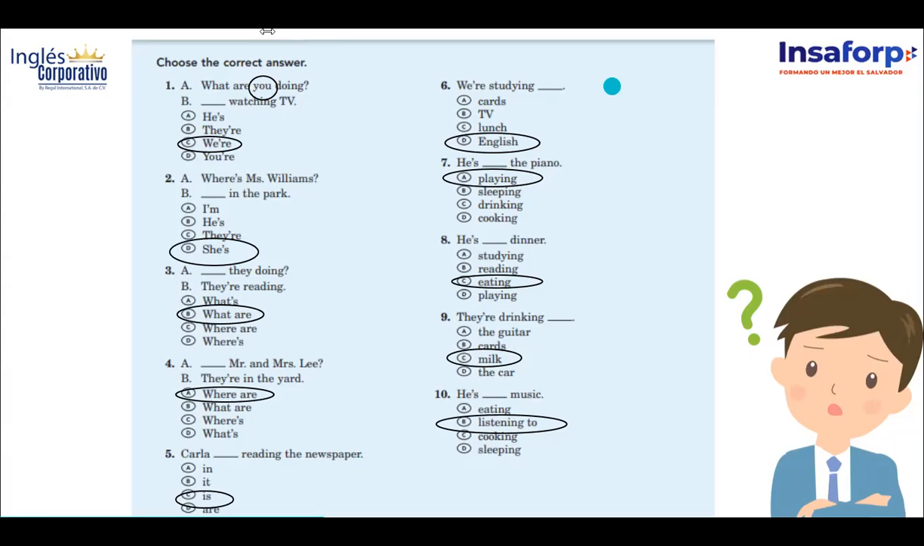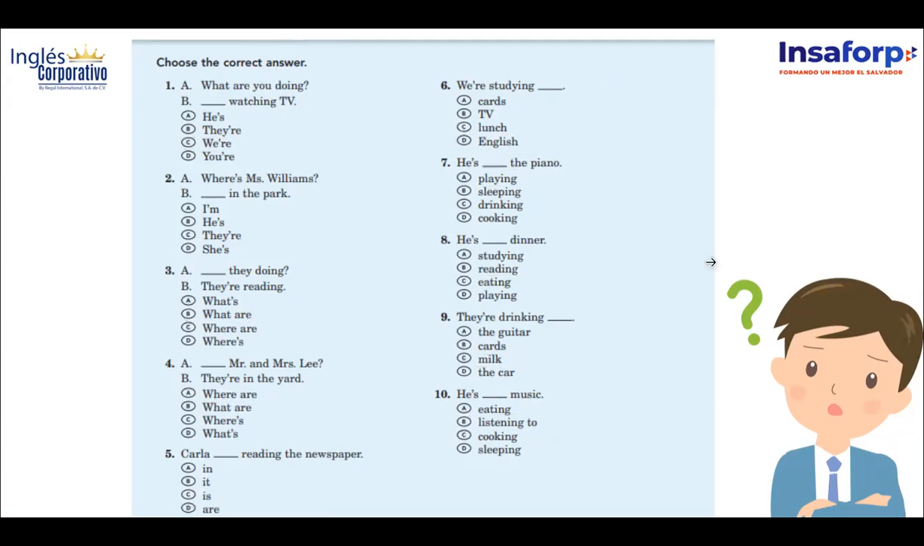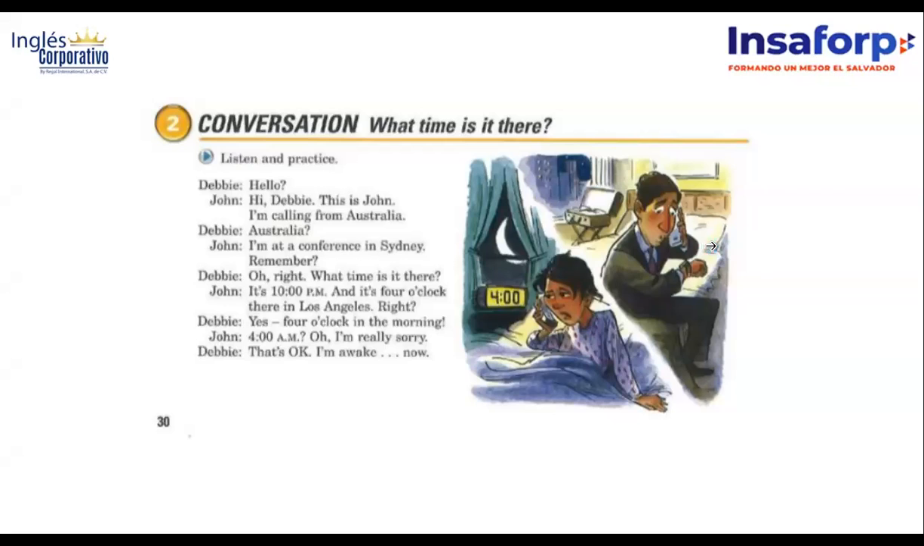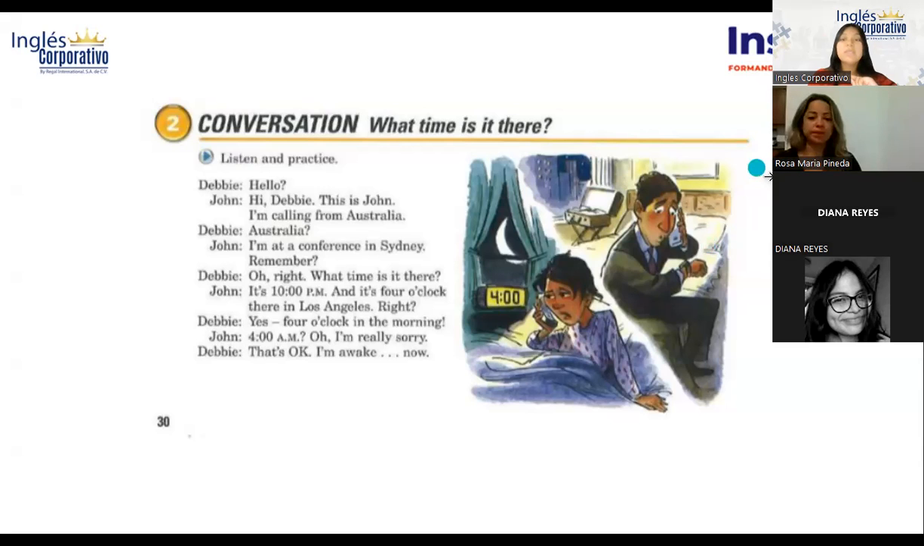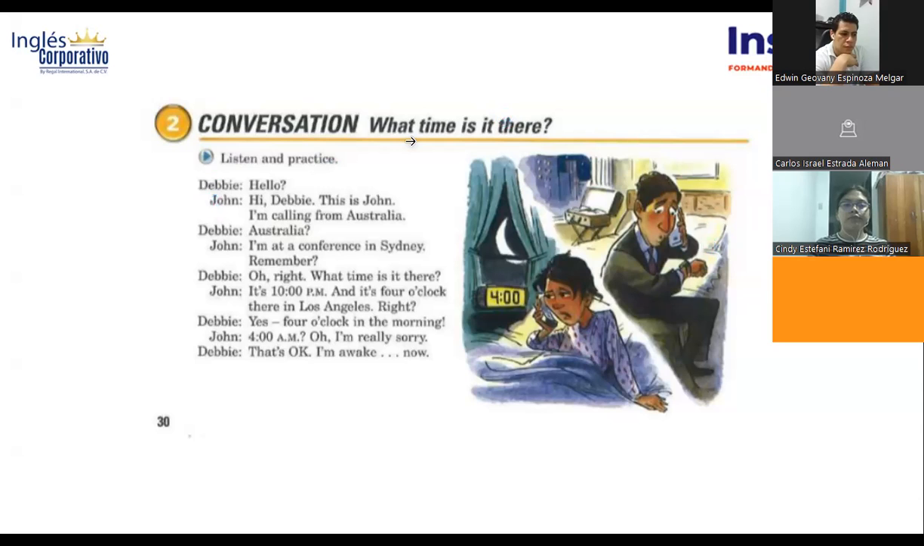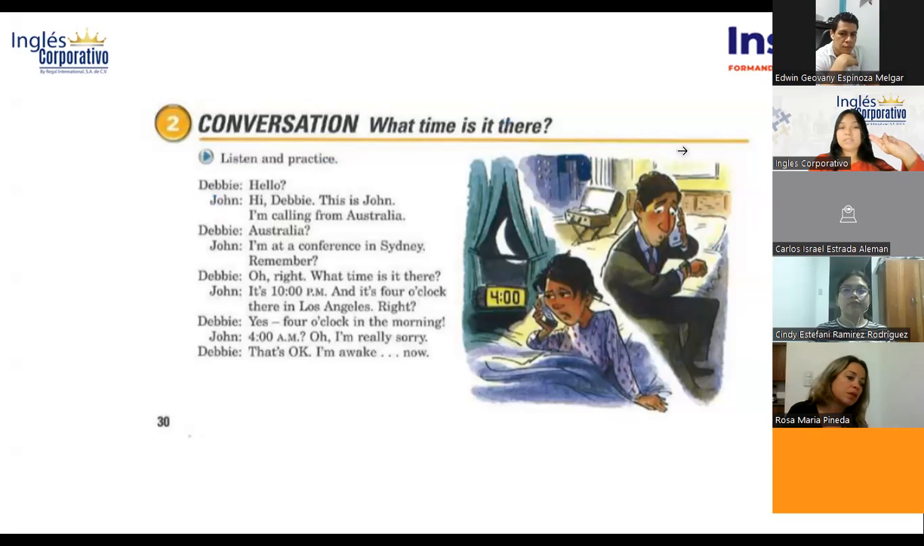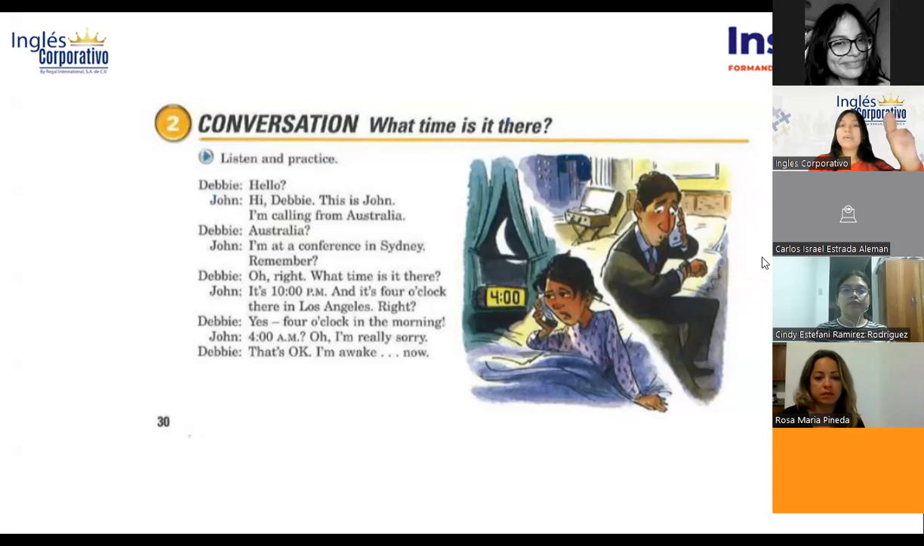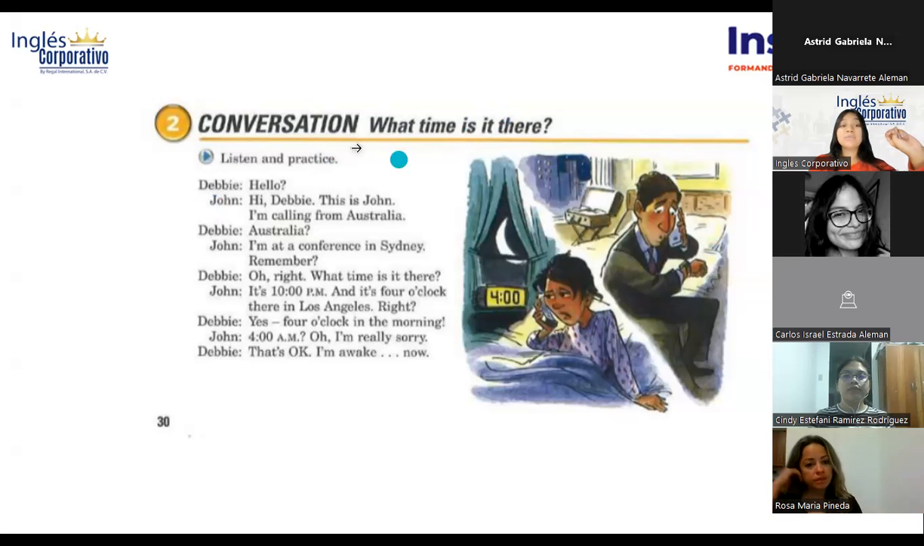Excellent. So now let's move. Let me erase everything. Okay. So now let's start with what time is it there? Okay, conversation. I need two volunteers. One is going to be Debbie and the other one is going to be John. Two volunteers. Okay, Milena, Debbie, and Astrid, John.